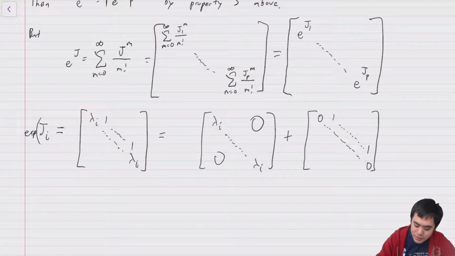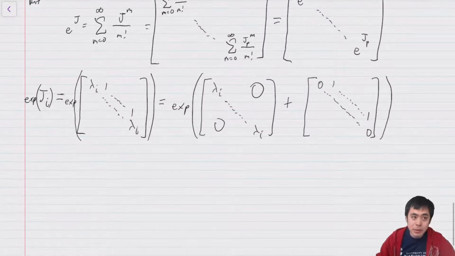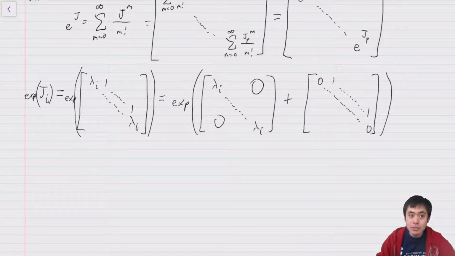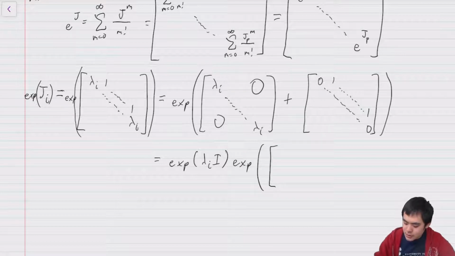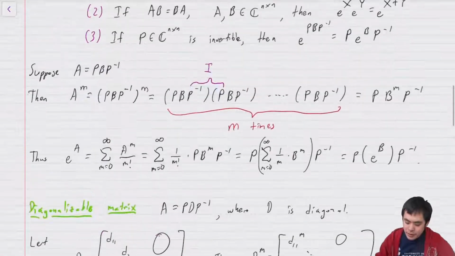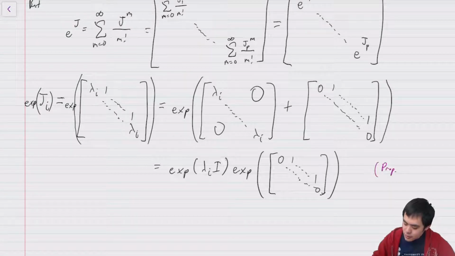If we want to take the matrix exponential of J sub I, I'm going to use a slightly different notation. Since the diagonal matrix commutes with everything else, this is actually the exponential of lambda I times the identity, times the exponential of this matrix with zeros along the diagonal and ones above it. And this is by property 2.